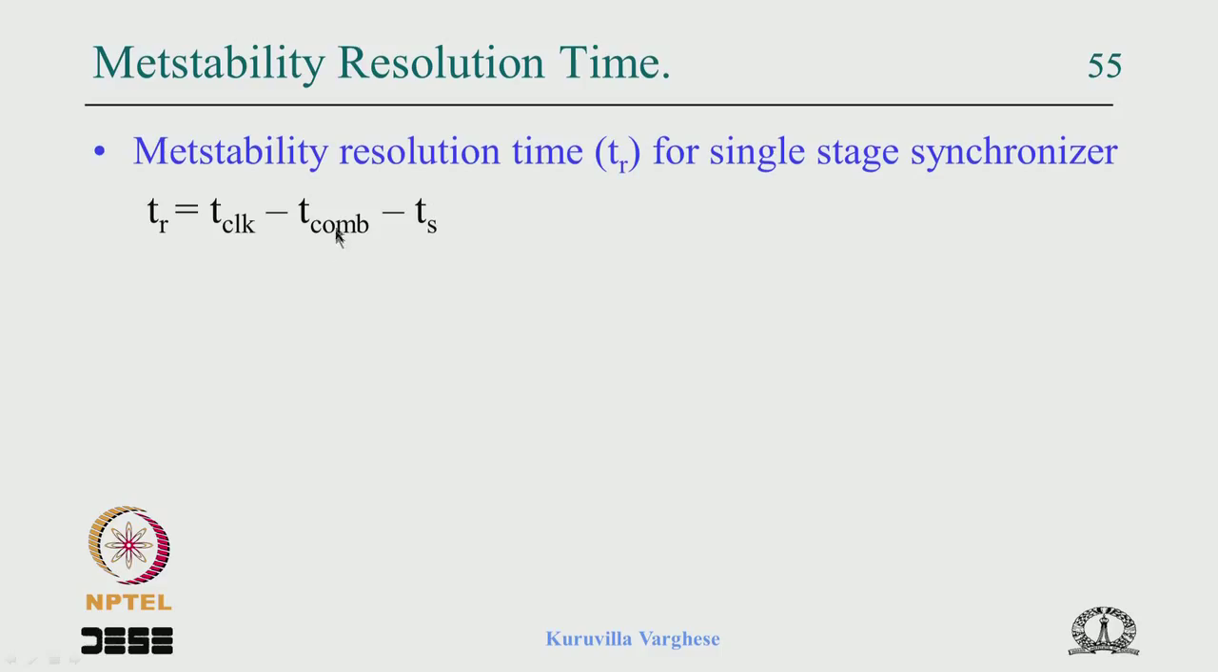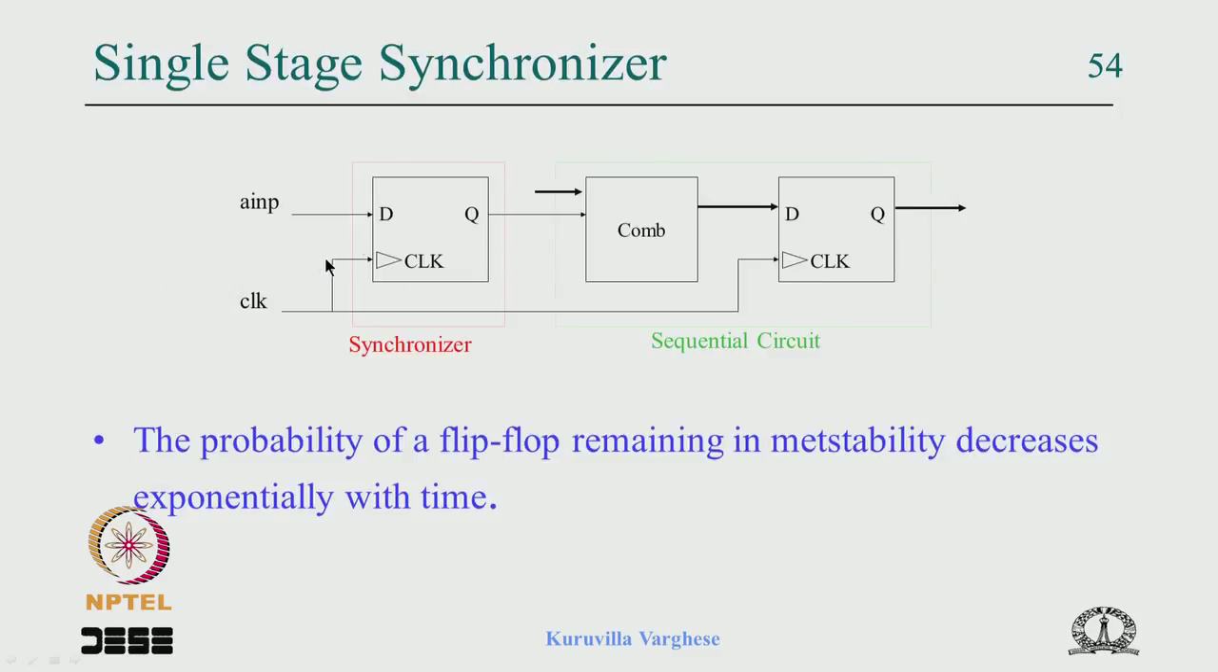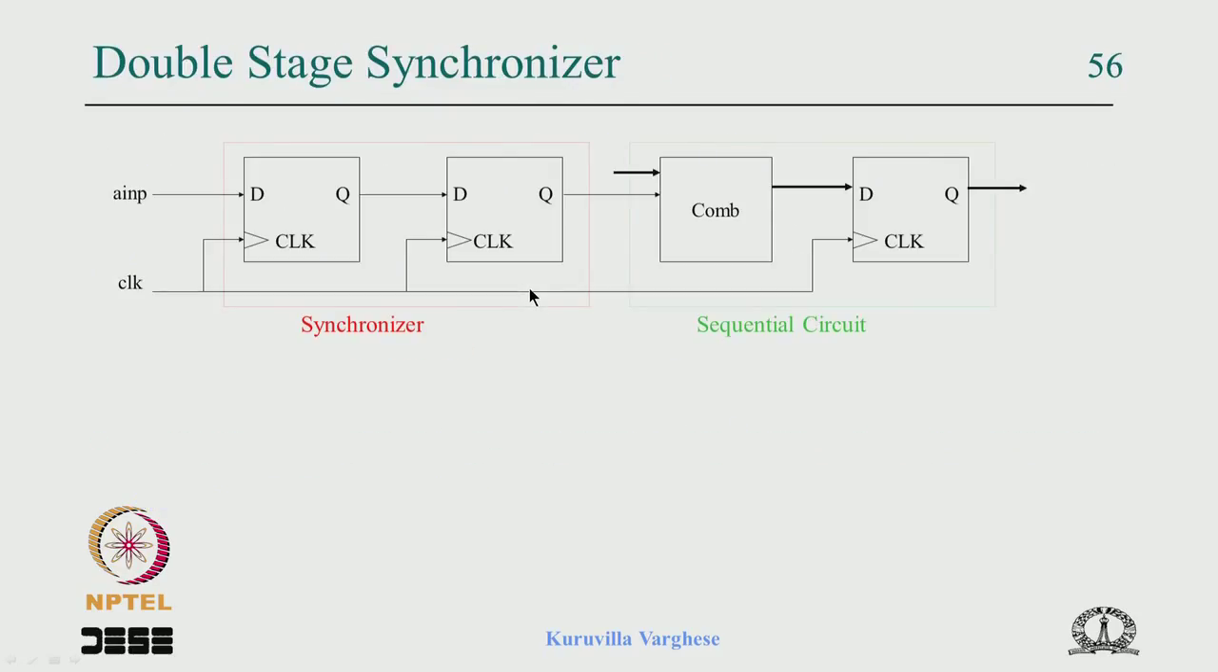So we reduce this combination circuit, and we are trying to make it zero. That is done by putting another register in a chain here, so that the output of this flip flop sees only a flip flop, not a combination circuit. So that is the double stage synchronizer. We put two flip flops.